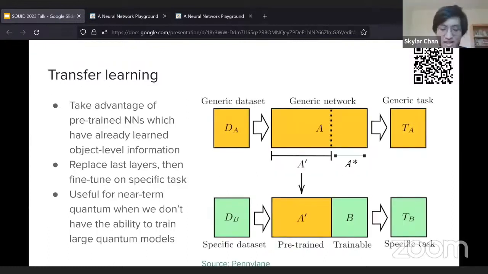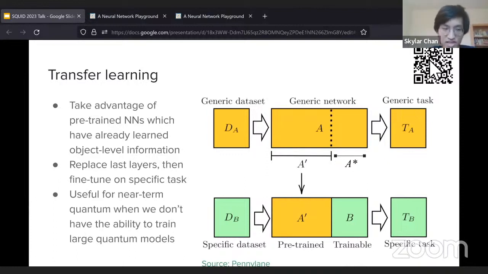So when we're thinking about how to construct experiments for quantum machine learning, one of the realities is that we are going to be constrained by our near-term quantum devices. That means we cannot really train large models that take in a lot of qubits as input. We're also going to be limited in the size of the model that we are able to train.